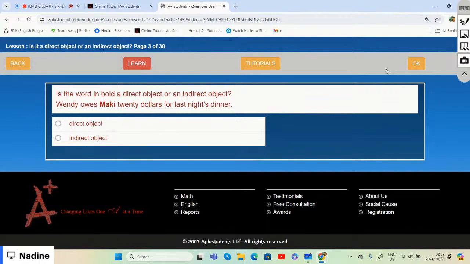All right. The next one says we need to say if it is a direct object or an indirect object. Wendy owes Maki $20 for last night's dinner. So Maki, is that a direct object or an indirect object? The word Maki or the person Maki, is that a direct object or an indirect object?